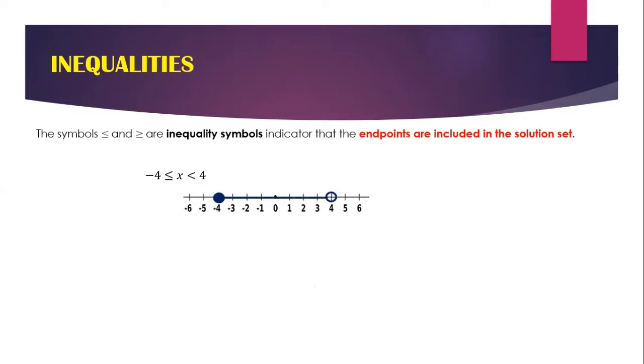Students, X is greater than or equal to minus 4 and X is less than 4. For the minus 4, we find a full circle, but for the right side it is an empty circle. The left side is a full circle, but the right side is an empty circle.